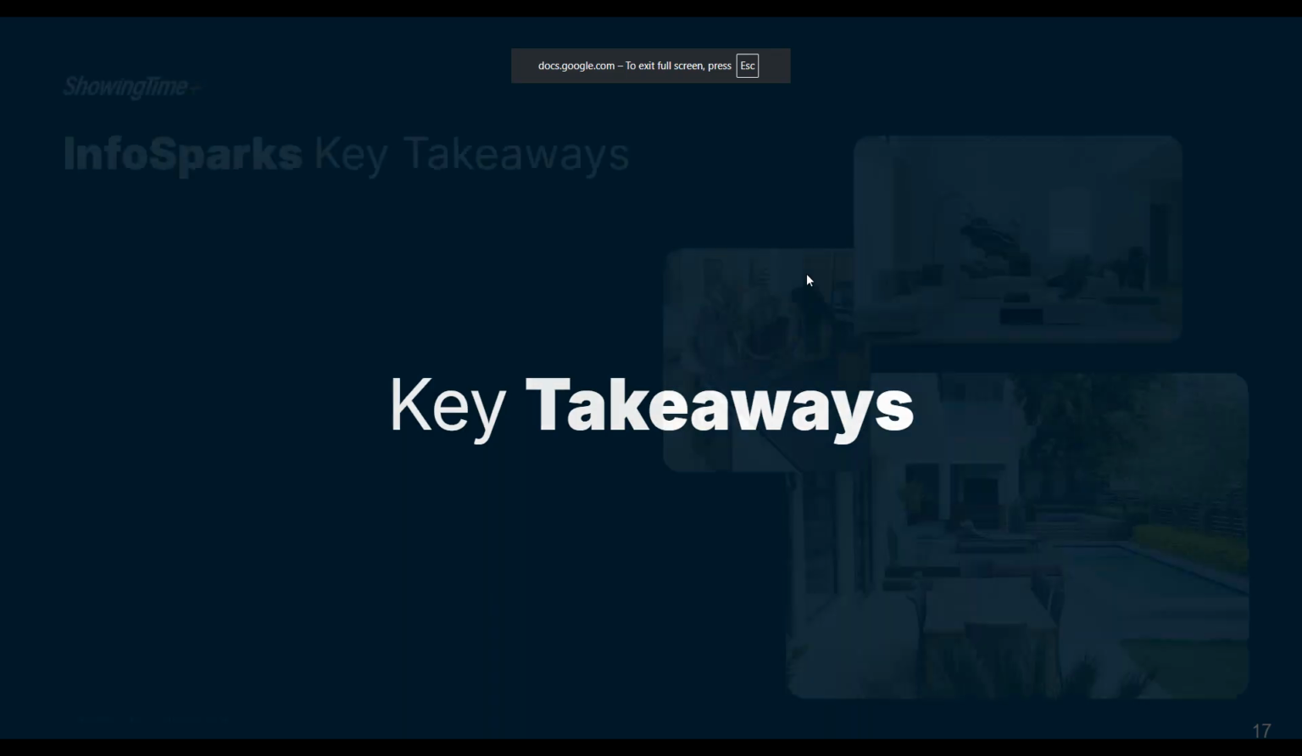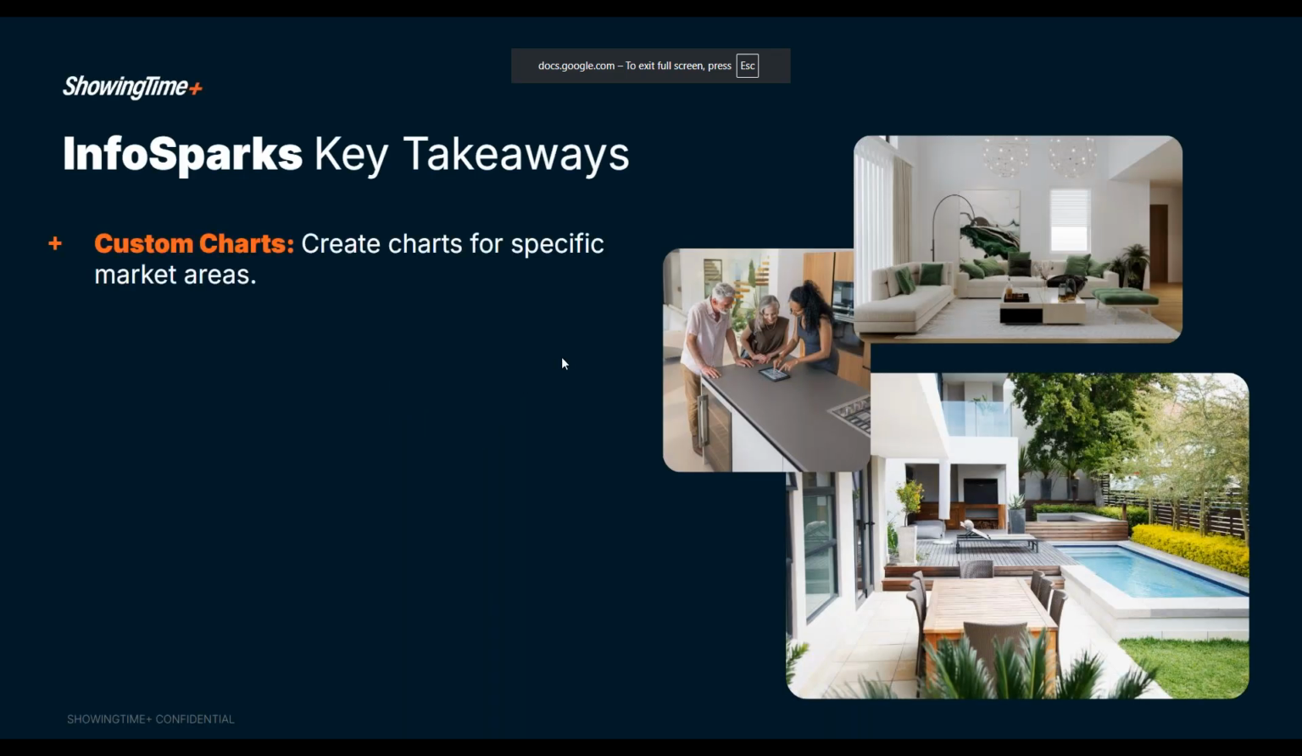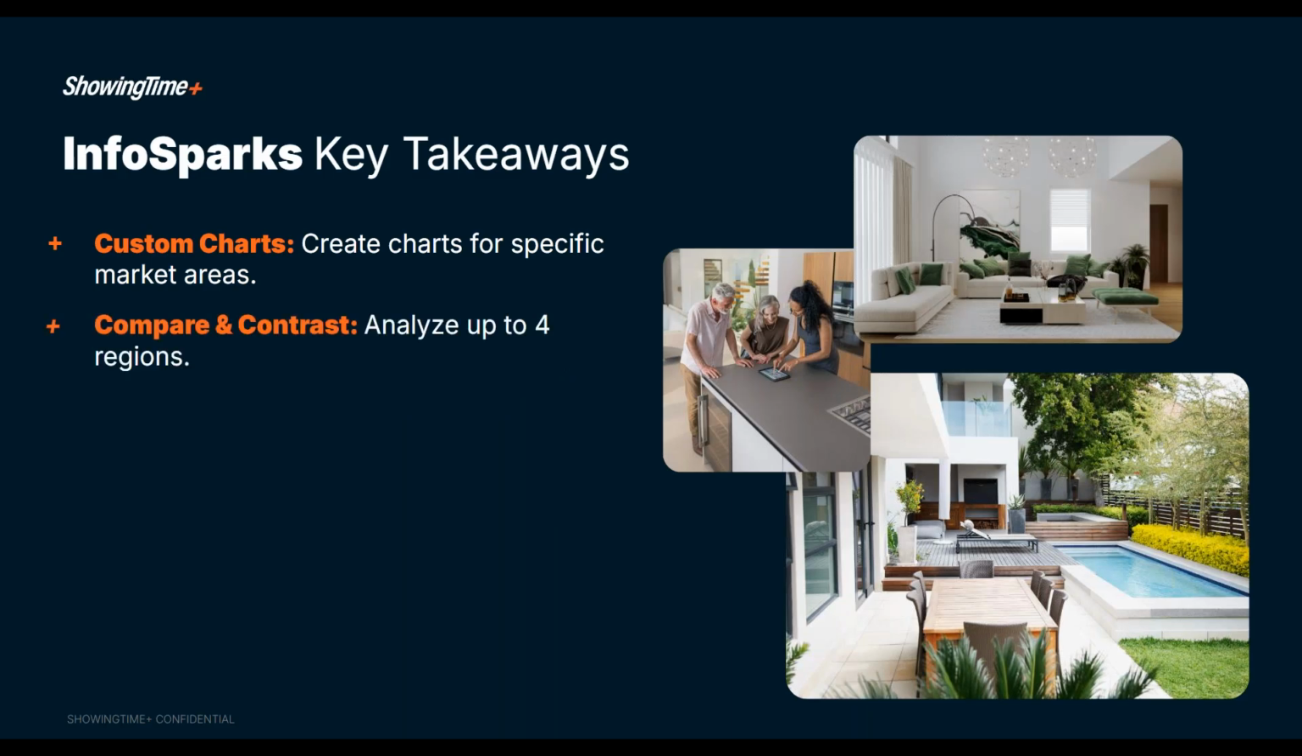Now we're going to go ahead and wrap things up here with some key takeaways. Now, again, InfoSparks is the tool here for you to create custom charts for specific regions. You can compare up to 4 of those regions at a time if you'd like. You can use filters to focus on specific housing characteristics. You want to look at single family homes, you can. Single family 3-bedroom, you can. You want to look at specific price ranges, you can. You can customize those ranges as well.